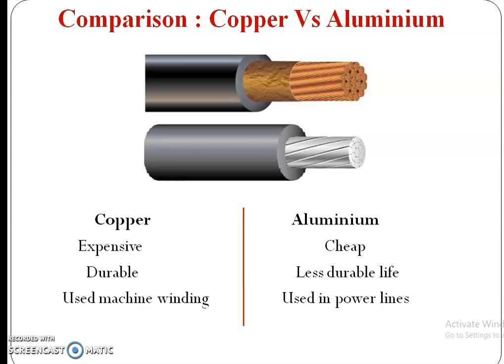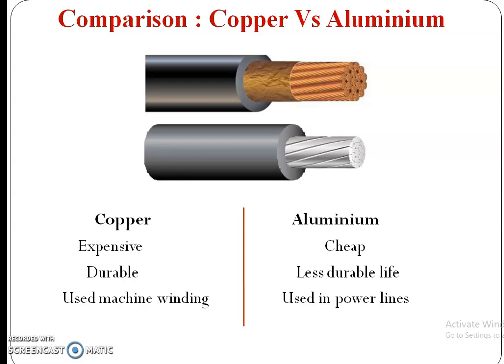With respect to copper, it is durable. The lifespan of copper is more. The lifespan of aluminum is less compared to copper, so copper is used in the machines, and aluminum is used in the power lines. You know these things very well. Simply I am telling you that there is a possibility of a question on this. In this part, they may ask the properties of conducting material, or they may ask the comparison between copper and aluminum.